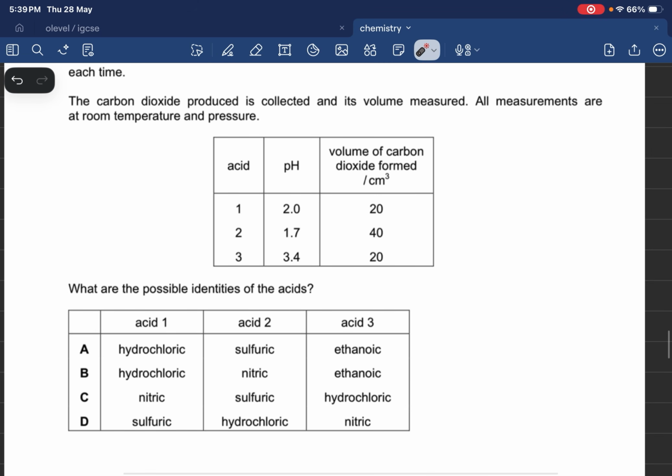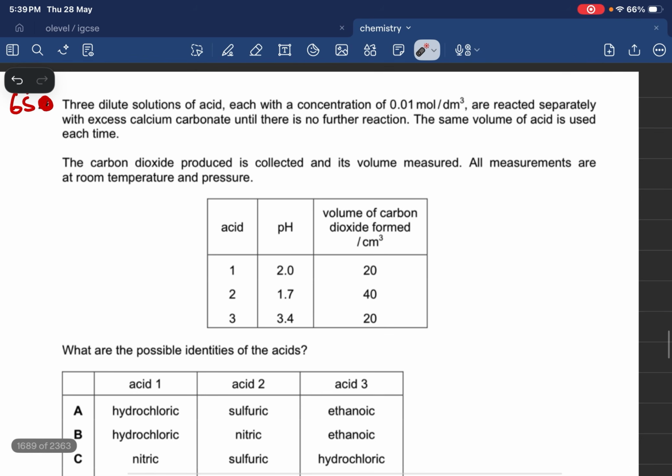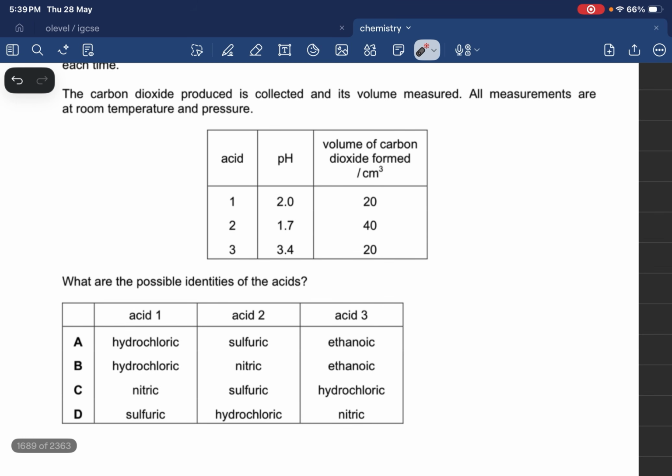Okay, 3 dilute solutions of acid, each with a concentration of 0.1 mole per dm cube, react separately with an excess of calcium carbonate until there is no further reaction. The same volume of acid is used each time, the carbon dioxide produced is collected and its volume is measured. All measurements at room temperature and pressure. What are the possible identities of the acids? We have this acid, that's pH 2, this is 1.7, this is 3.